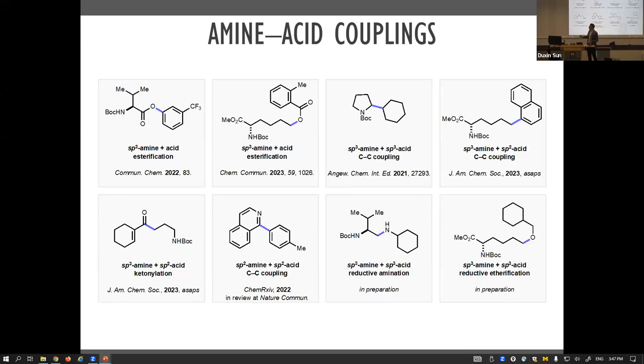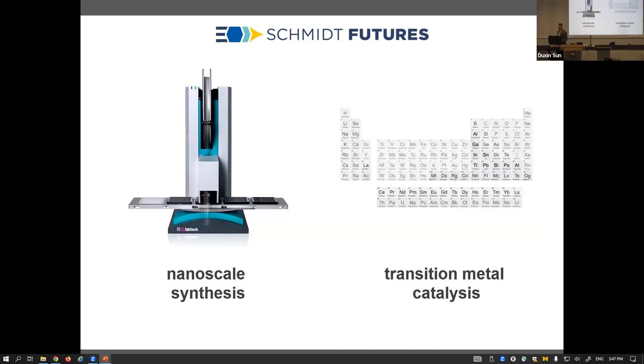We can install a ketone. We can make aryl-aryl CC bonds. We can make CN bonds, and we can make reduced CO bonds. And so we've been having a lot of fun exploring this. It's incredibly difficult to discover a new reaction. We have been very generously gifted funds from Schmidt Futures to advance the amount of data available for chemical synthesis using transition metals.